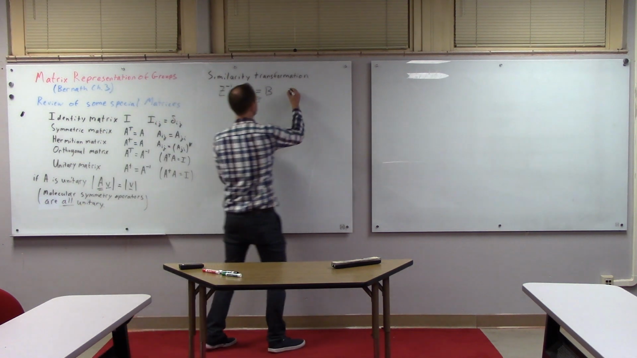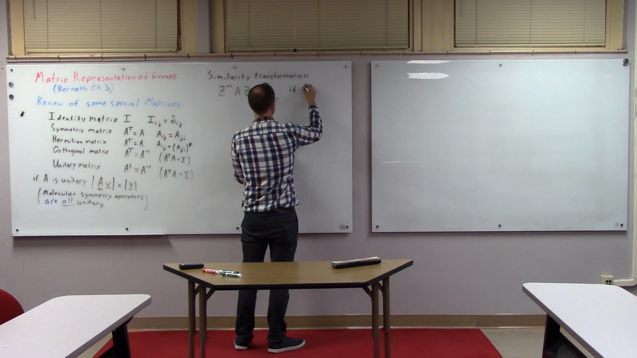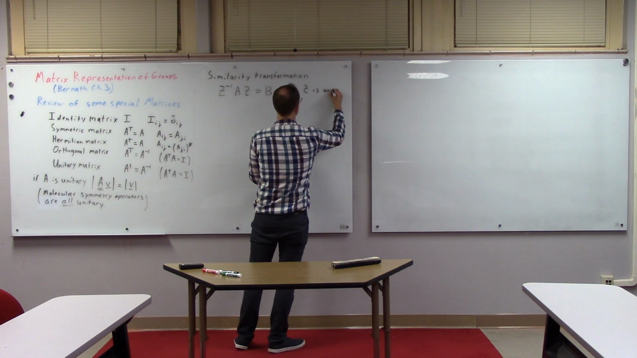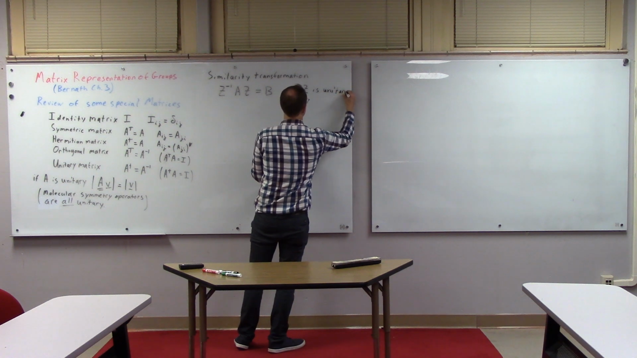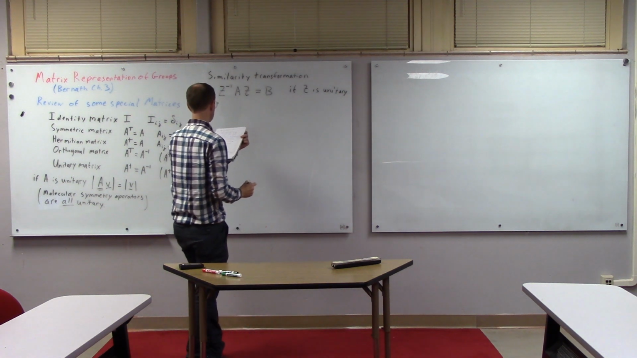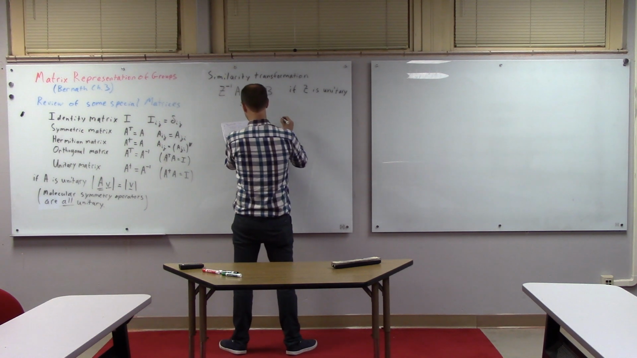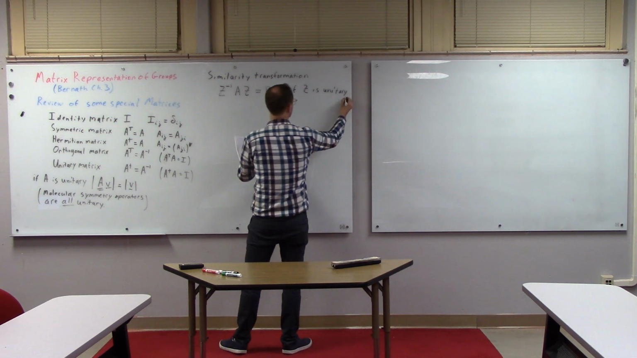And if Z happens to be unitary, then this is a very special type of similarity transformation called a unitary transformation.